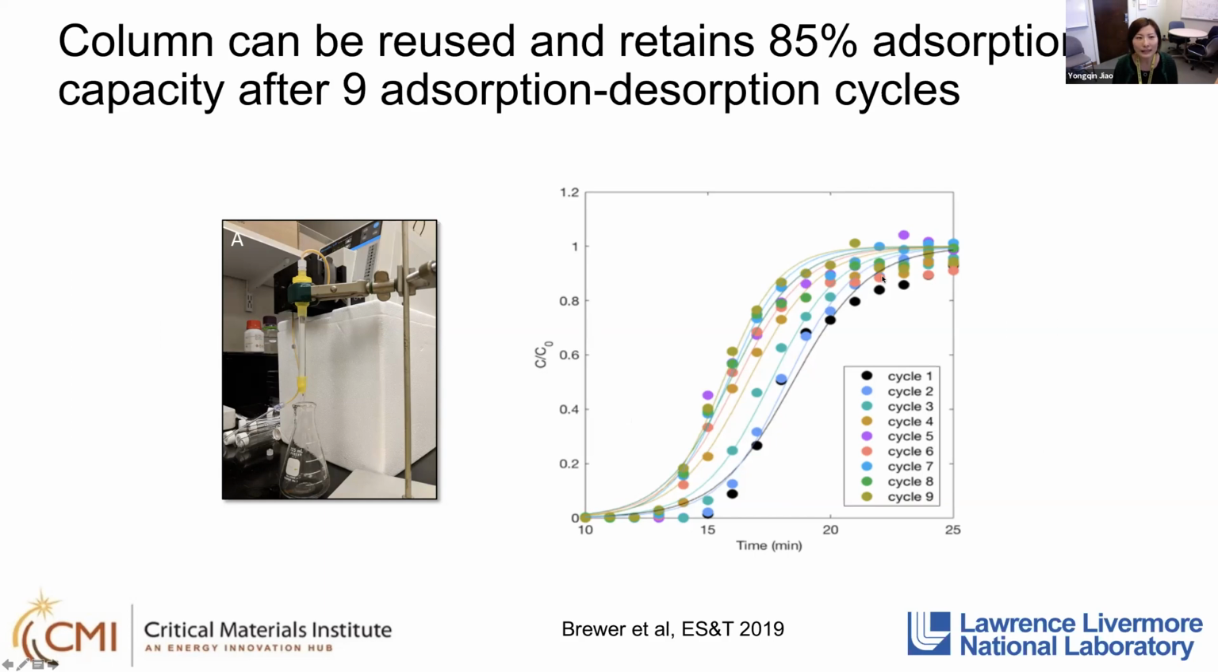So this is another thing that we need to add to the TEA: the sensitivity analysis of the reuse and recycle ability, and how these factors play into the TEA. And we expect this column should be used by hundreds of times, and that needs to be demonstrated.